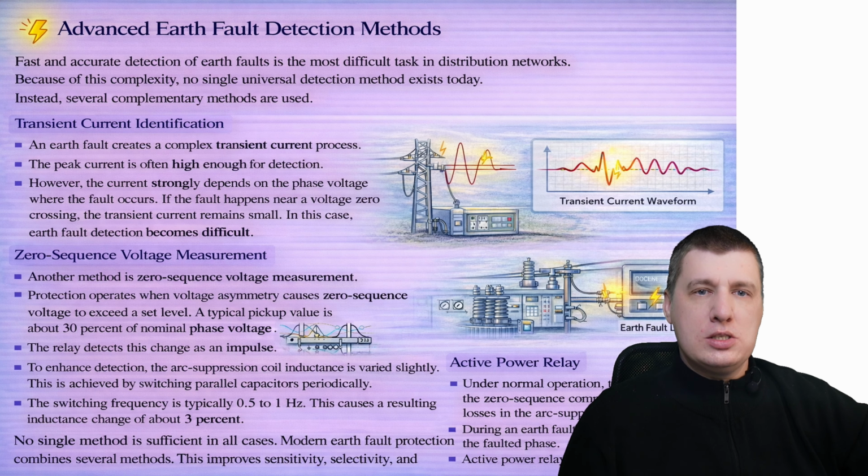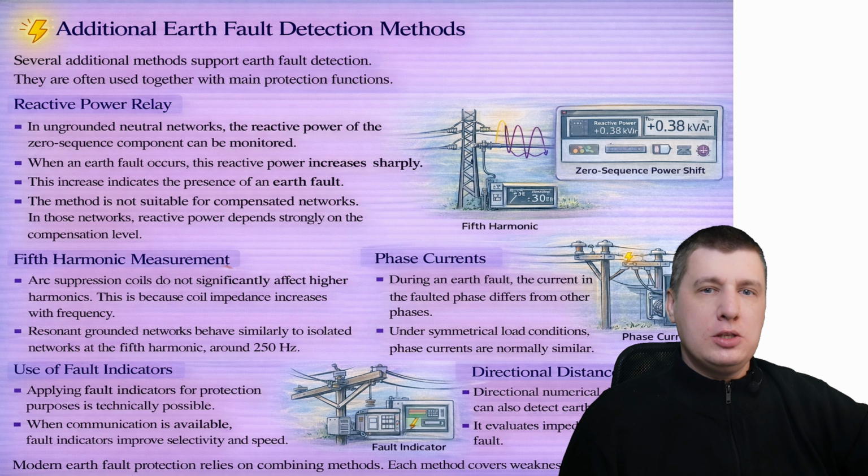No single method is sufficient in all cases. Modern air fault protection combines several methods. This improves sensitivity, selectivity, and reliability in complex networks. Several additional methods support air fault detection. They are often used together with the main protection function.